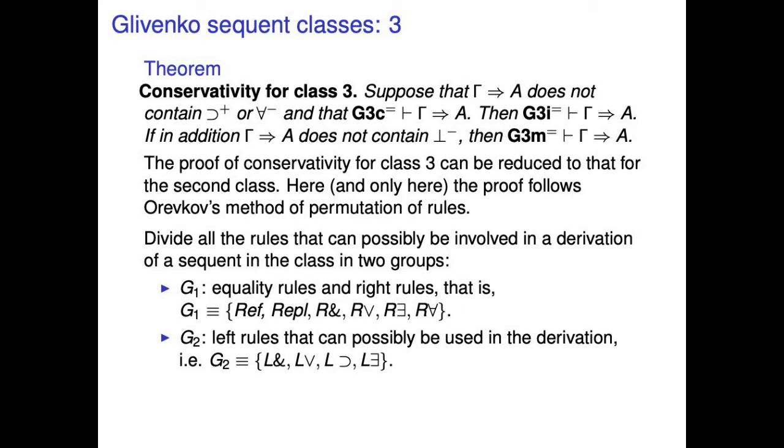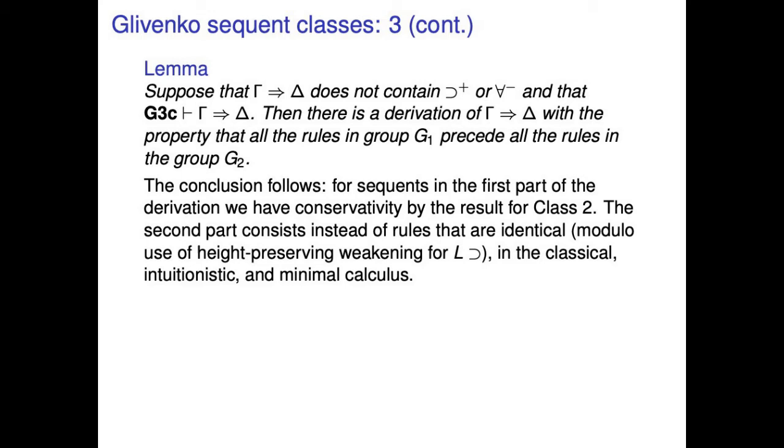And because of this division of the derivation into parts, we get the conservativity, because for the first part the derivation is already an intuitionistic derivation. So the proof goes through a lemma that says that the derivation can be divided into these two parts by this permutation argument. And then for the first part, the conservativity holds by the result about the second class. And for the second part, we just have rules which are identical in the intuitionistic and in the classical and minimal.